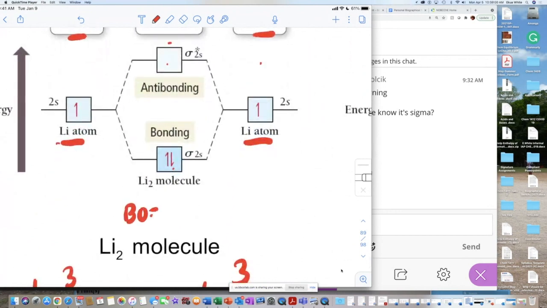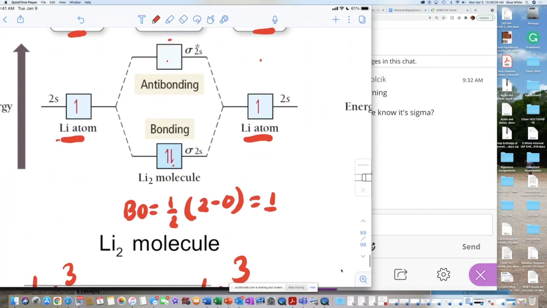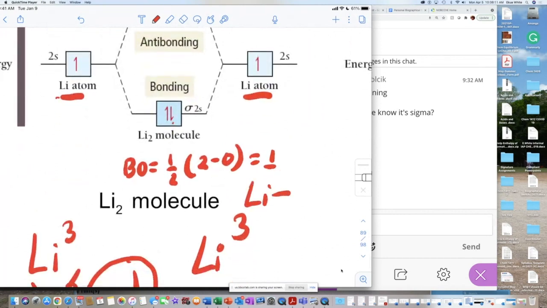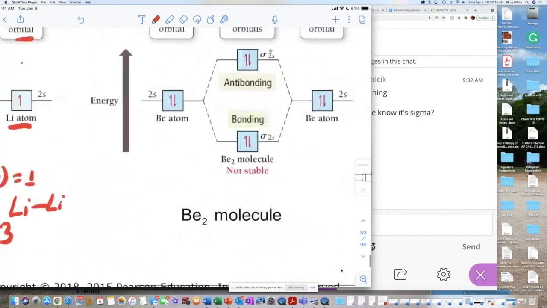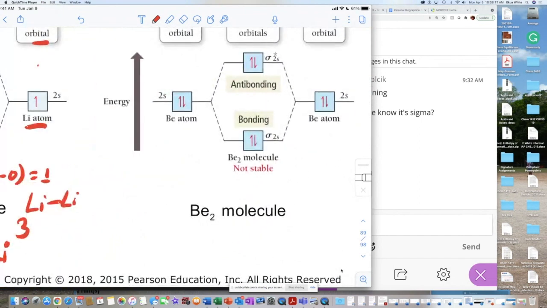The bond order here is going to be 1/2 (2 minus 0). We end up with a bond order of 1. When 2 lithium atoms combine, we have Li, Li, like that. Okay? Beryllium molecule, same thing.